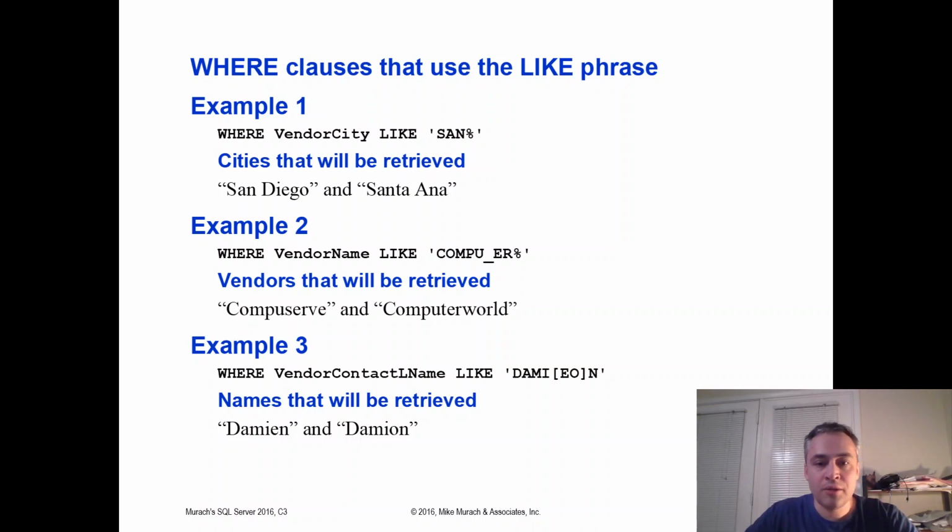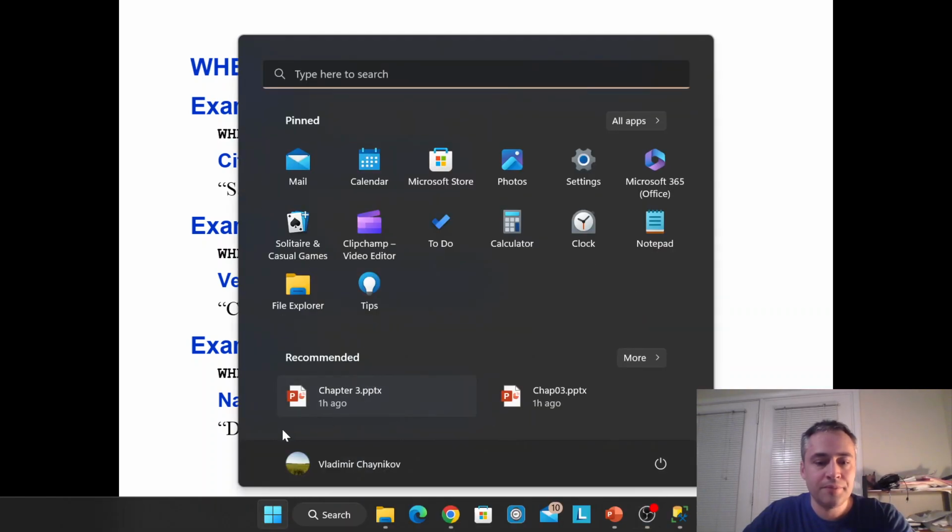Carefully study all of these examples. They are helpful, especially if you see this for the first time. Where vendor city like San anything: San Diego and Santa Ana will definitely fit this pattern, and hence in the actual SQL statement, this filter would retrieve the rows corresponding to these two entries. Let me actually stop here and make an example myself.